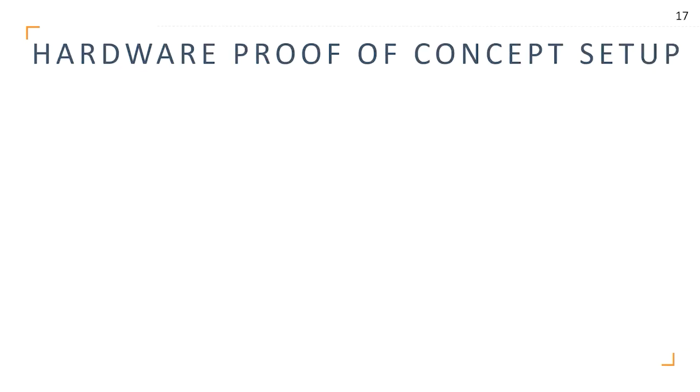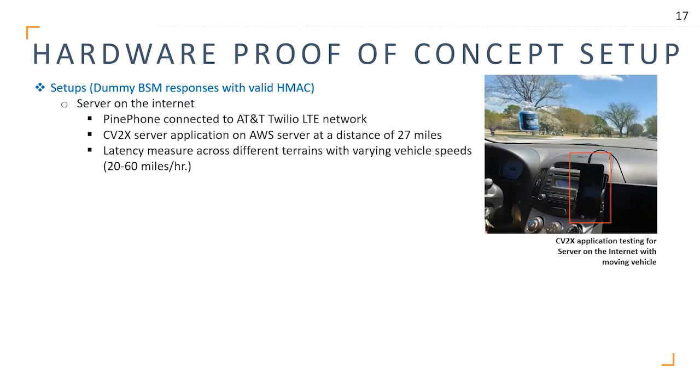For the implementation, as we are evaluating the latency measure, we have a server that receives data from the UE and responds with random but valid HMAC verifiable BSM packets. And this is done on an open source ARM phone called the Pine phone. For the server on the internet, the phone is connected to the AT&T Twilio LTE network with an AWS server running the CV2X application server approximately 27 miles afar.